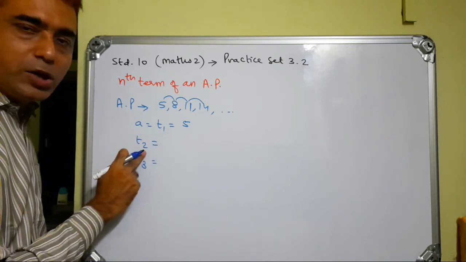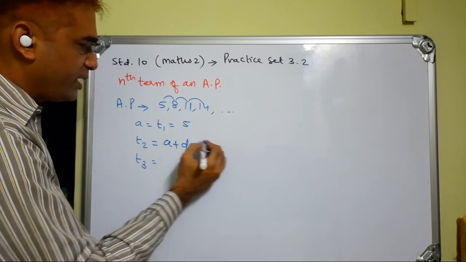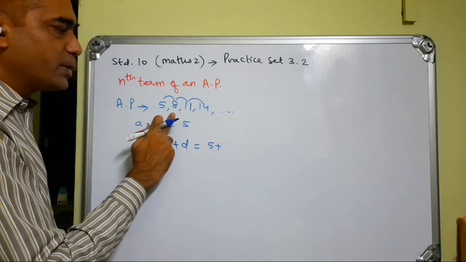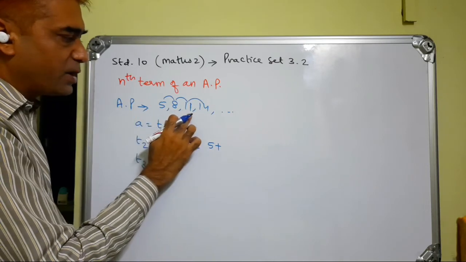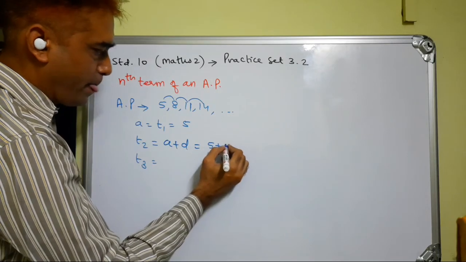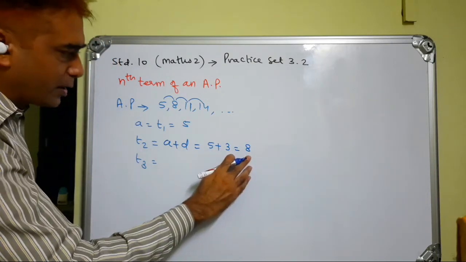Now how will we find T2? You know that it is A plus D. A means the first term, which is 5, and what is the common difference between any two consecutive terms? 5 plus 3 is 8, 8 plus 3 is 11, 11 plus 3 is 14, so the common difference is 3. So 5 plus 3 equals 8. This is the second term, T2.